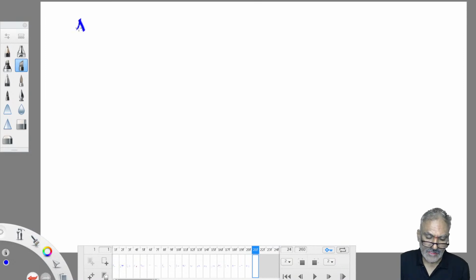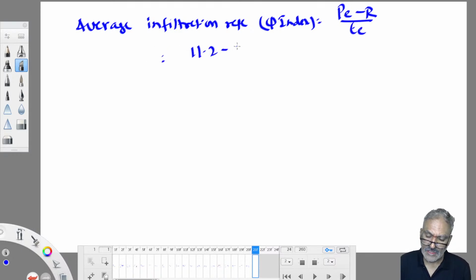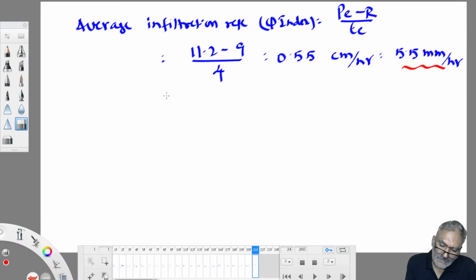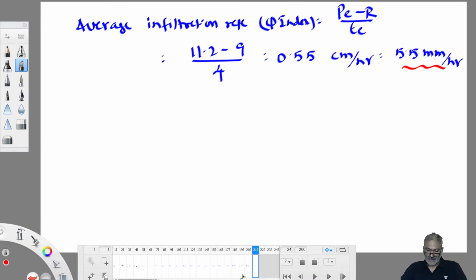So now you can work out the average infiltration rate. I take it as pi index. So P is 11.2, runoff is 9, T is 4 hours. So (11.2 minus 9) by 4, which is 0.55. We substituted centimeters and time in hours, but the answer is given in mm per hour, which is equal to 5.5 mm per hour. That was the answer for this question. We can verify the given options. 5.5 is there or not? This is the right answer. Understood? So this is how we need to work out if the question is related to a uniform storm.